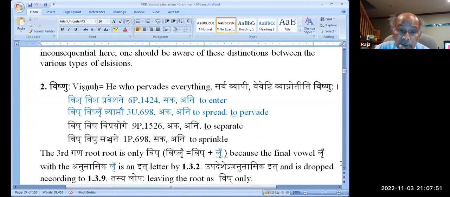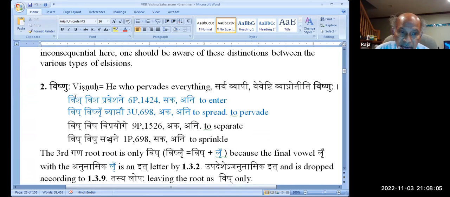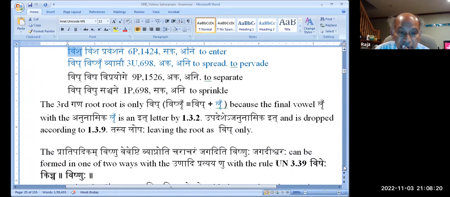Then Vishnu also comes from the same dhatu, but these dhatus are in different groups, so I give you what dhatu it is. So vish is the dhatu, sir? No, vish to enter. It's a third gana root, praveshane, to enter. And so I go through how Vishnu is derived.